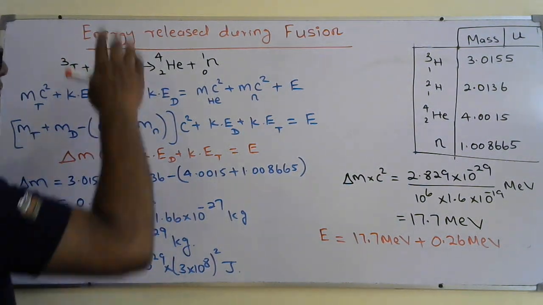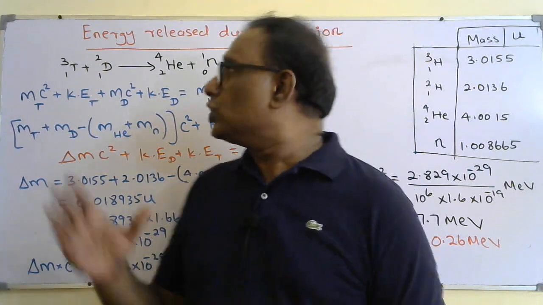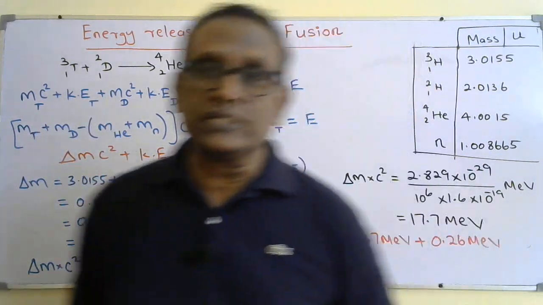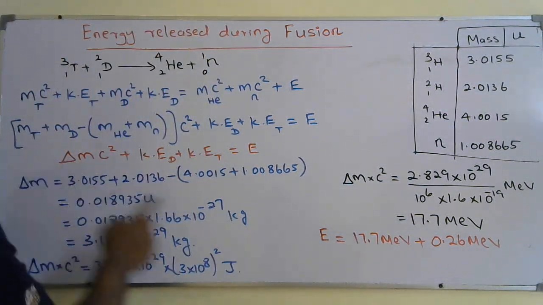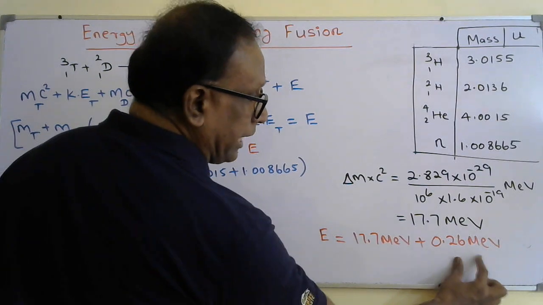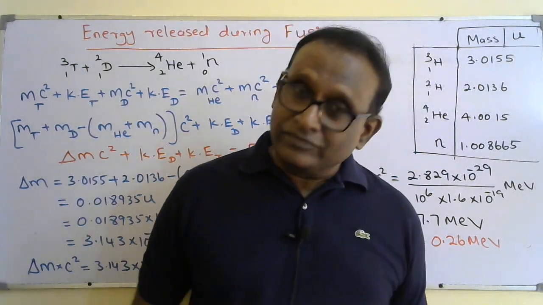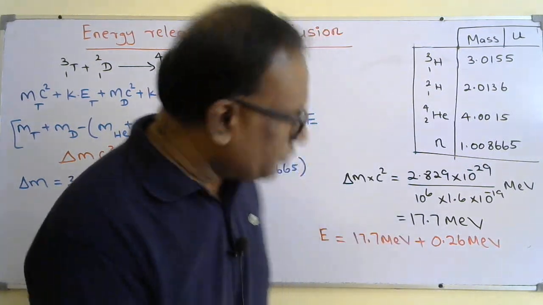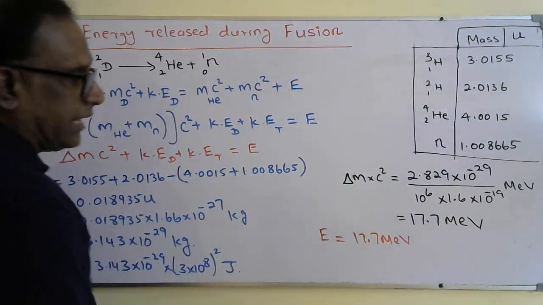Remember that when we calculate the energy release, the very common question students ask is, do we need to include the kinetic energy of deuterium and tritium? No, you don't need to consider, because the energy released due to the mass deficit is much larger compared to the kinetic energy of both deuterium and tritium, even at that much higher temperature. So we don't consider that. So we can say the energy release is almost 17.7 mega electron volt.